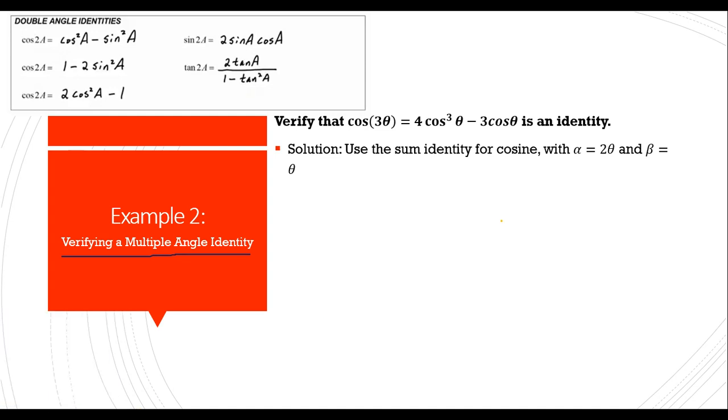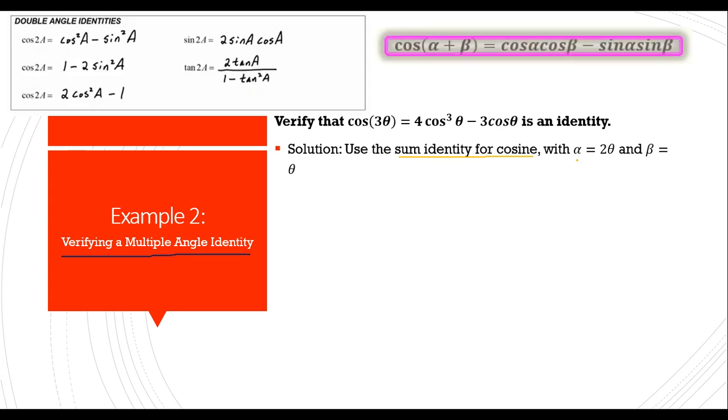Let's use orange, why not? Okay, so I want to use the sum identity for cosine, where alpha is 2 theta and beta is theta. Remember, the sum identity for cosine came up last section. Cosine of alpha plus beta is cosine alpha cosine beta minus sine alpha sine beta. And now we're going to say that alpha plus beta is 2 theta plus another theta, because that equals 3 theta.